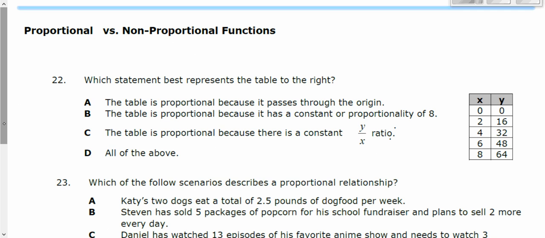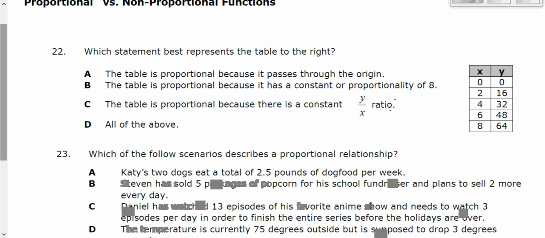Okay, number 22. Which statement best represents the table to the right? The table is proportional because it passes through the origin. That's true, it does pass through the origin. The table is proportional because it has a constant of proportionality of 8. Well, let's see. It multiplies by 8. 2 times 8 is 16. 4 times 8 is 32. 6 times 8 is 48. And 8 times 8 is 64.